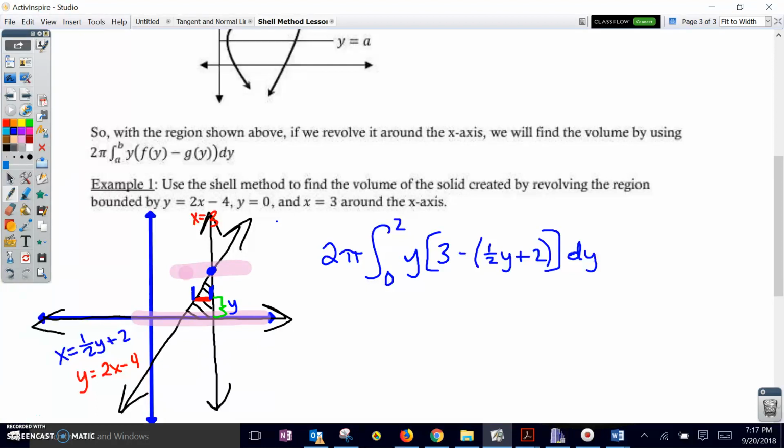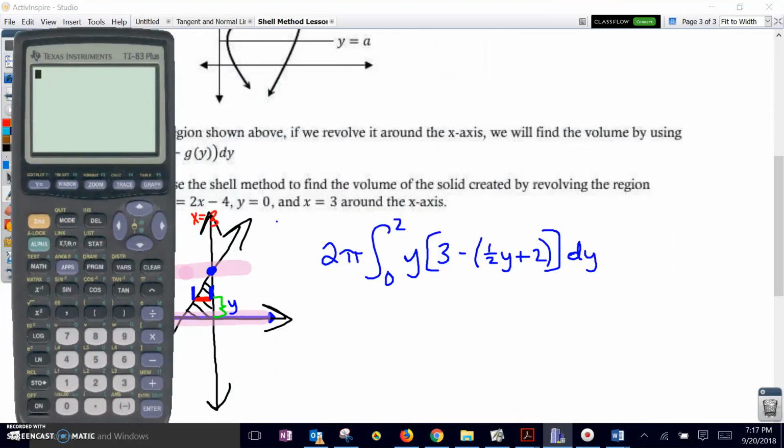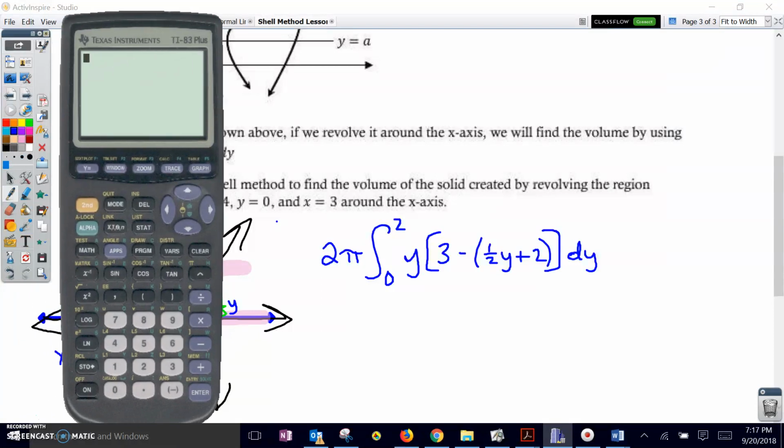So I'll break out my handy dandy calculator now, and I'm going to have 2 pi times the integral of, and in my calculator I'm going to use x since I don't have the y as a choice.